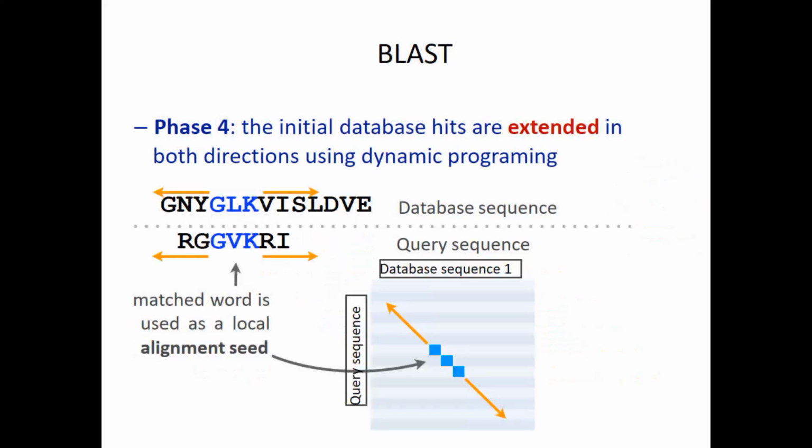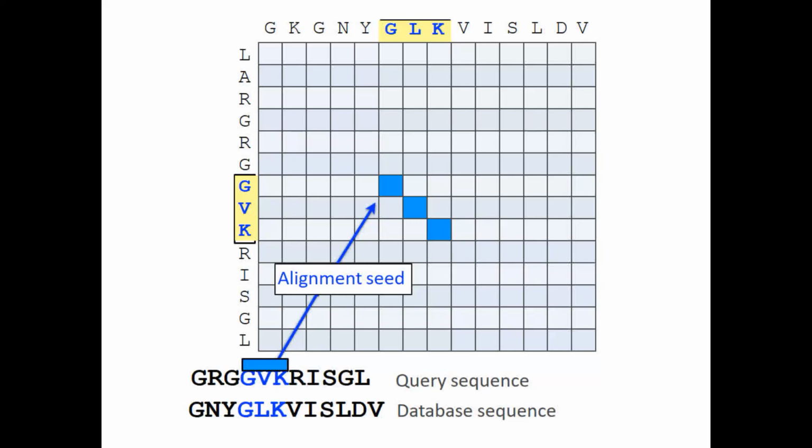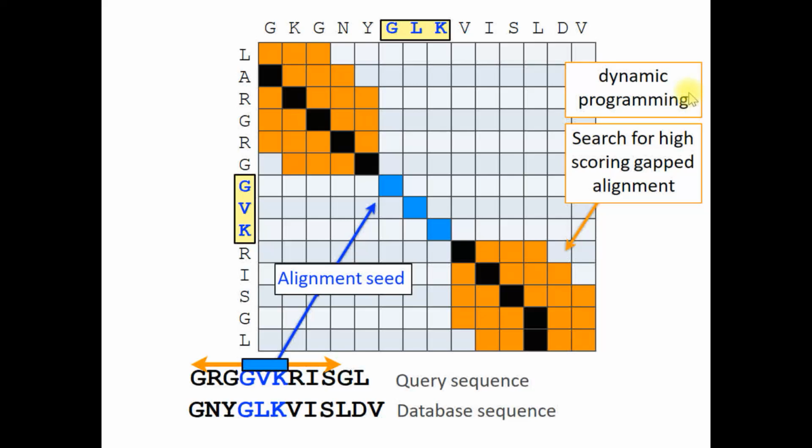And in phase 4, the initial database hits are extended in both directions using dynamic programming. The matched word is used as the local alignment seed. Here, the matched words GVK and GLK are used as the alignment seed. And we use dynamic programming, the Smith-Waterman algorithm, to search for high-scoring alignments.